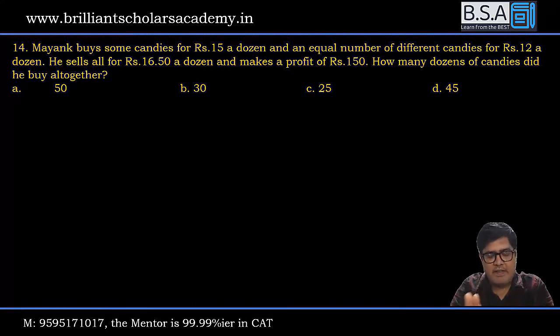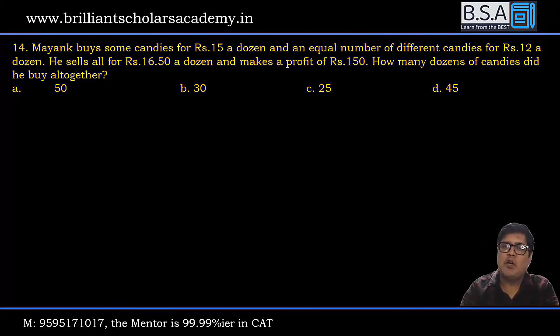So observe one thing. If he is going to buy equal quantity and quantity is in dozens, the total quantity must not be an odd number. It will be either 30 or 50. You can check in this manner.